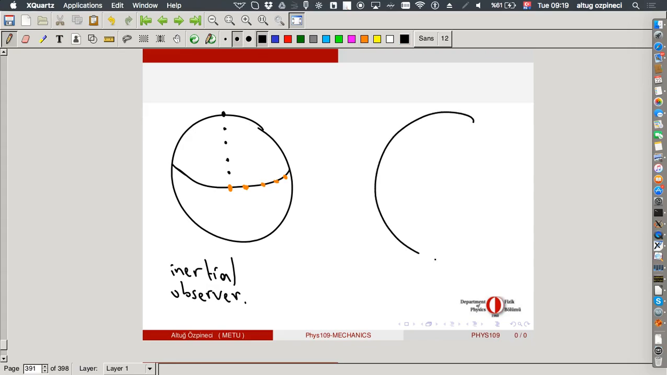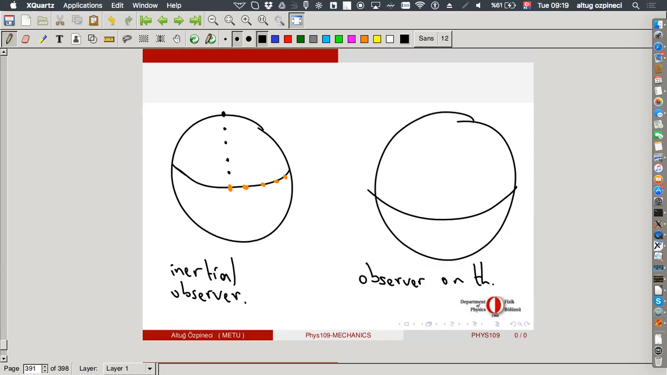So let's see. This is the observer on the orange dot.